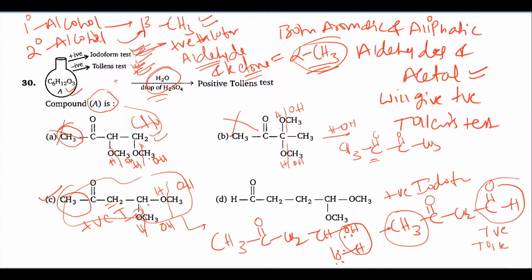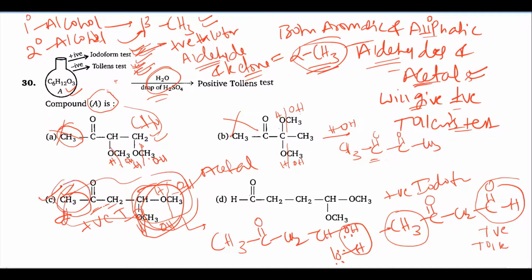So this is acetal. Actually, this round-up thing is called an acetal. I already told you, aldehydes, both aromatic and aliphatic aldehydes, and acetals will give a positive Tollens test. So all the conditions are suitable for the C option only. Here this is a ketone, ketone side carbon, alpha carbon. There is an alpha CH3. Alpha CH3 is there, which means it is giving a positive haloform test.